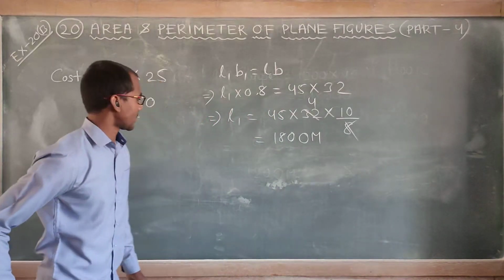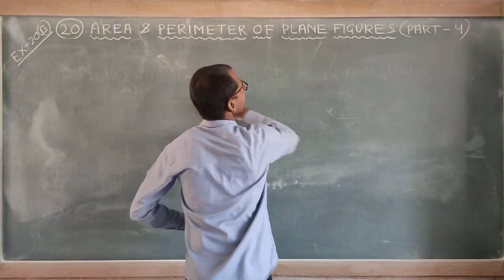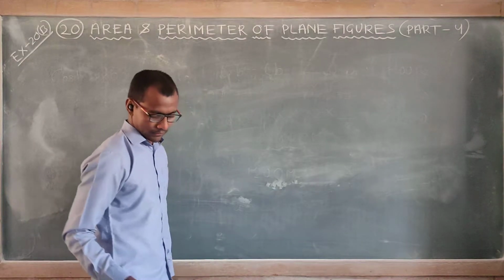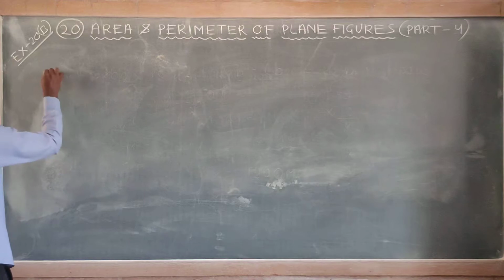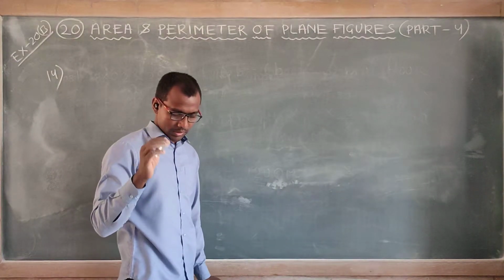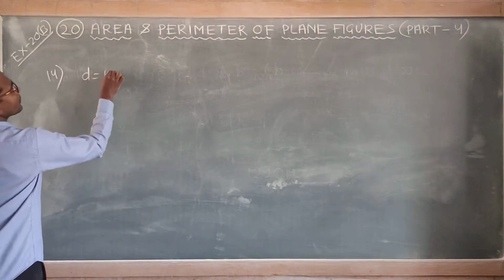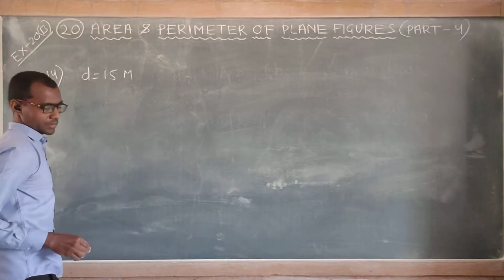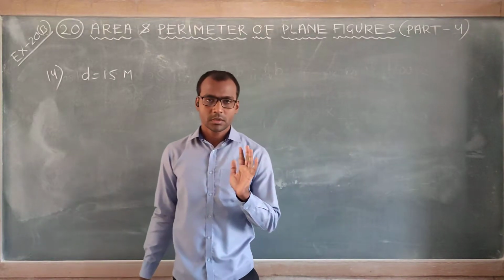Next question number 14. Find the area and perimeter of a square plot of land. Square plot of land, length of whose diagonal is given 15 meters. Okay. The diagonal of the square is 15 meters. We have to find area of the square plot.